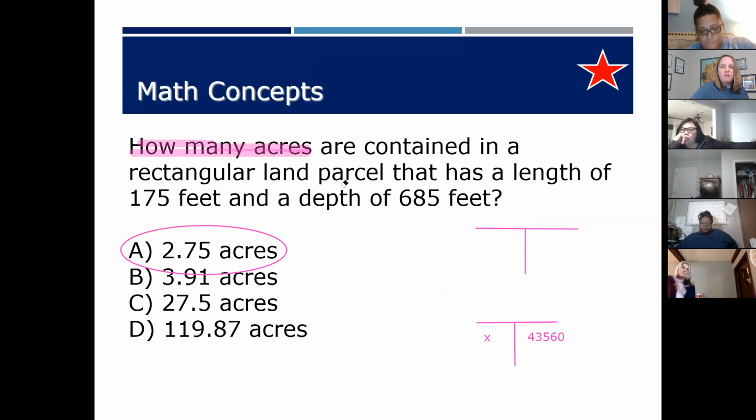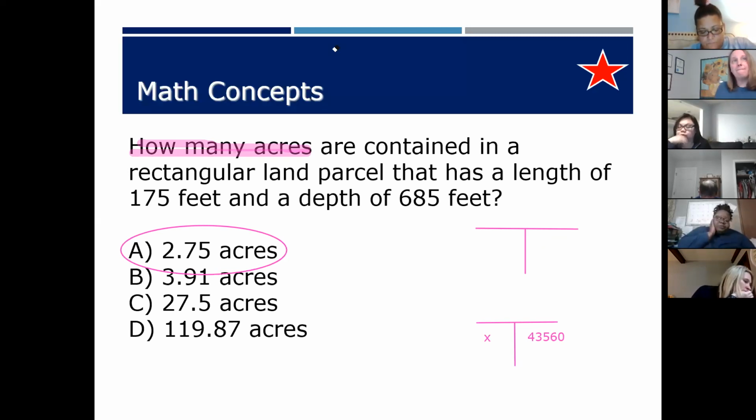So I read this problem. I know I need acres. I know there's 43,560. I know acres is my X. I can only have one X at a time, right? I can't go any further until I get more information. And then the information that I need is the square feet. How do I find square feet? Length times width. And then they start talking about depth and the length, and I don't know what it's talking about when they start saying that type of stuff.